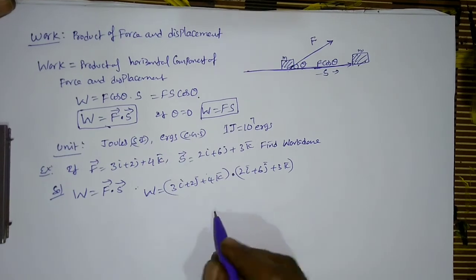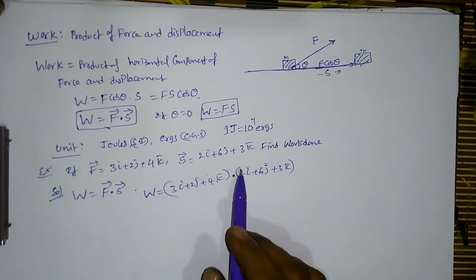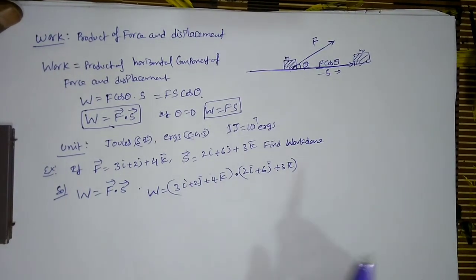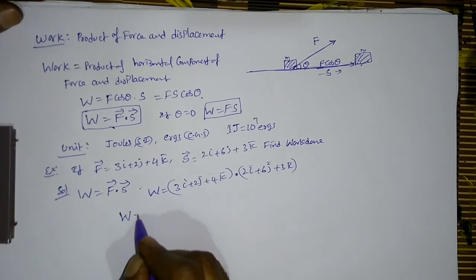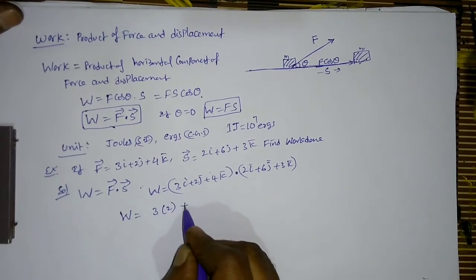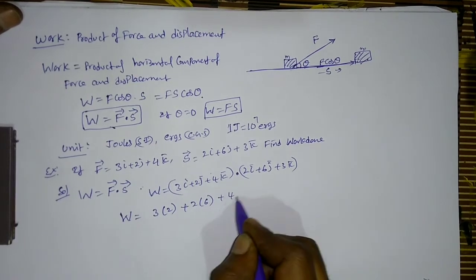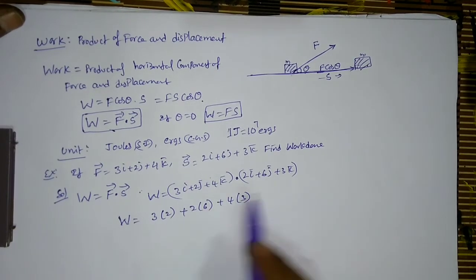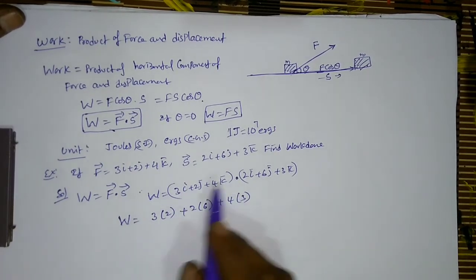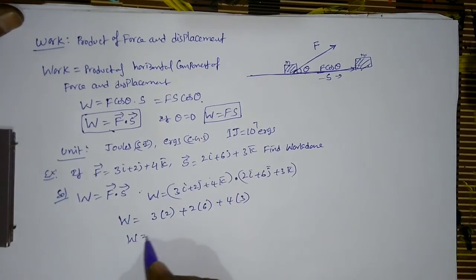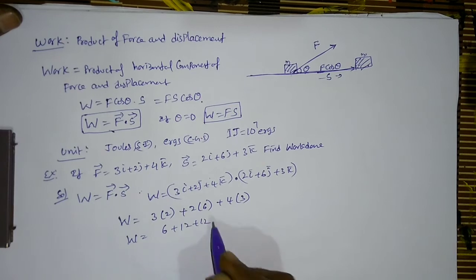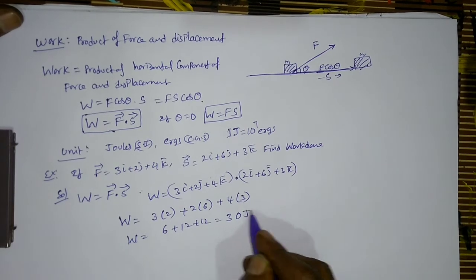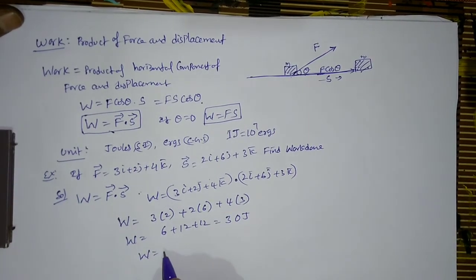As we know the properties of the dot product, i dot i, j dot j, k dot k are 1. The remaining terms, i dot j, j dot k, k dot i, are all 0. That means simply W is equal to 3 into 2 plus 2 into 6 plus 4 into 3. The remaining terms are 0, so no need to use them. Simply multiplying the coefficients, that is 6 plus 12 plus 12, which is nothing but 30 joules. The value of work done is 30 joules.